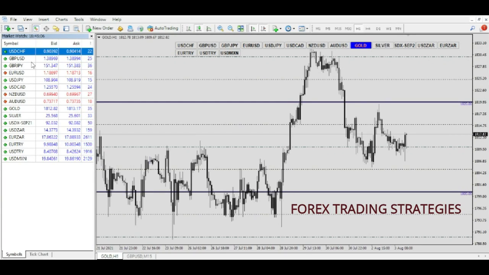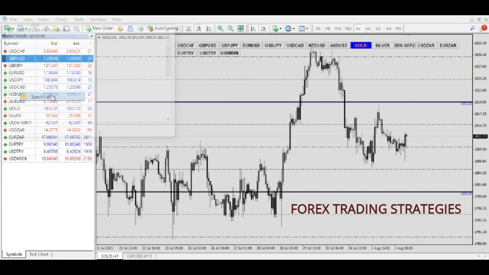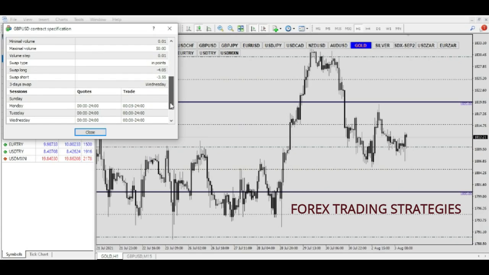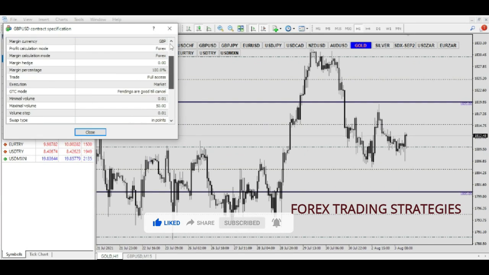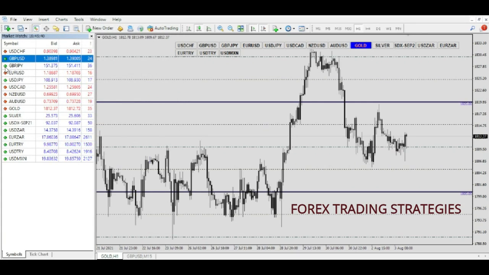So the strategy that we are going to talk about is a swap scalping strategy. What you want to do is go through your pairs and look for a pair that has a positive swap. Here with GBP USD, at the moment it's all negative swap. Whether you're buying or selling it, the moment it crosses over into the next day, you are paying for swap.